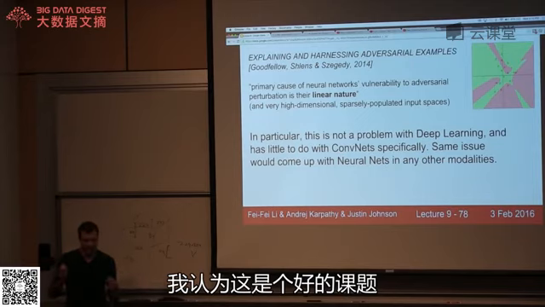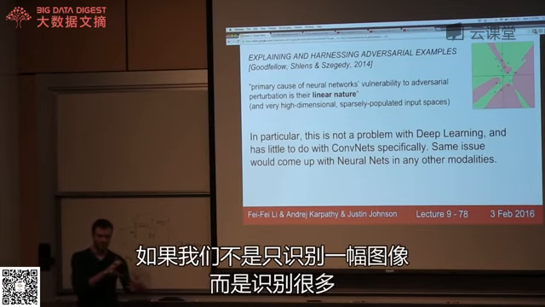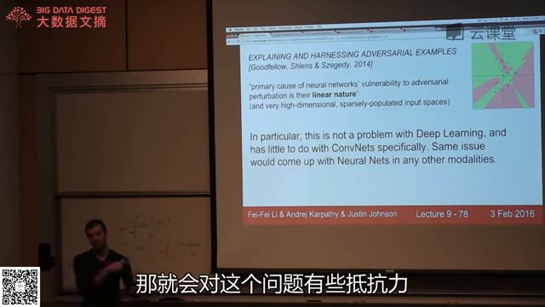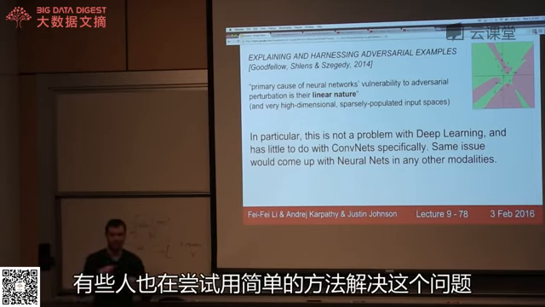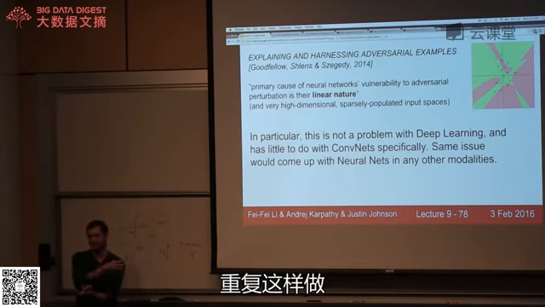Yeah, so people have investigated a whole bunch of simple fixes to this. One example is if we don't just classify a single image, but we do many crops and classify all of those, you become more resistant to some of this for sure. Some people have also tried simple ways of fixing it. For example, I train my ConvNet, I generate an adversarial example, and then I add it into my training data as a negative class or something like that.